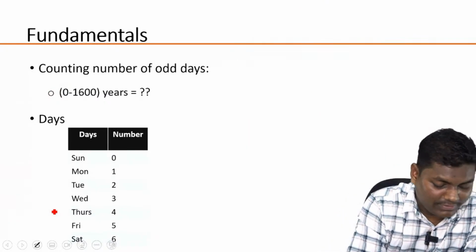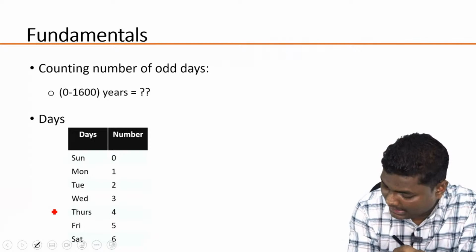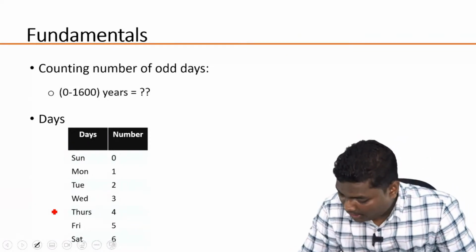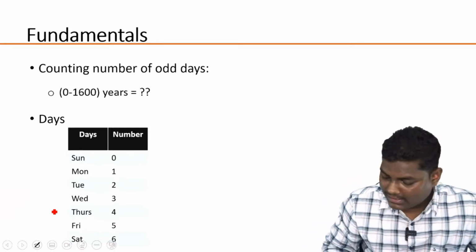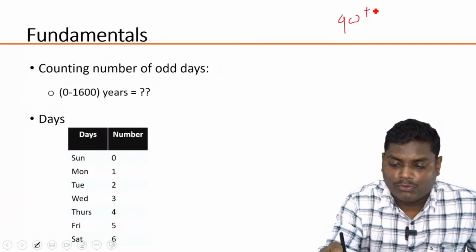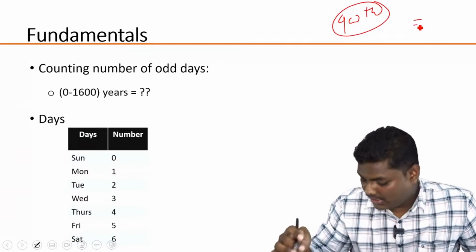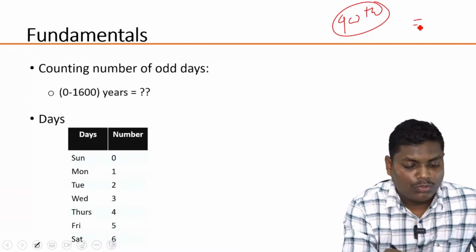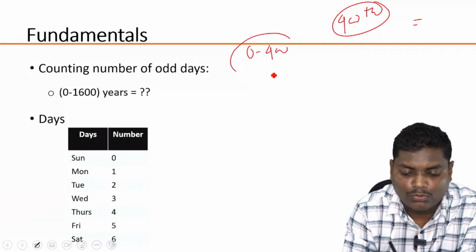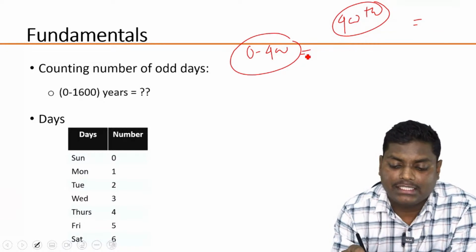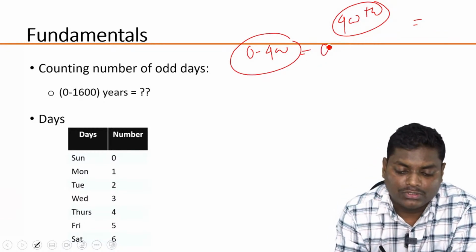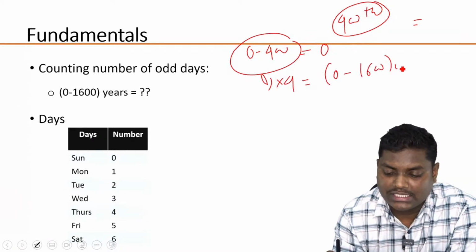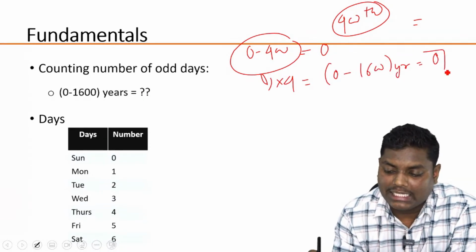So the important fact that we need to understand is, Anupam is asking, is this odd day the extra day? Yes, correct, Anupam. So the 400th year will be a leap year. You are absolutely correct. So that 29th day we are adding. So for 0 to 400, the number of odd days is 0. Now we can just multiply it by 4 times. So for 0 to 1600 years, the number of odd days is 0.